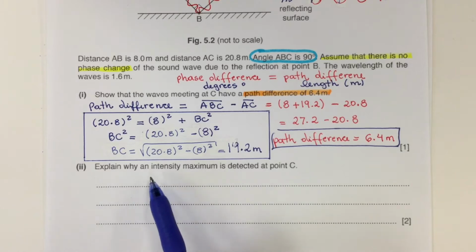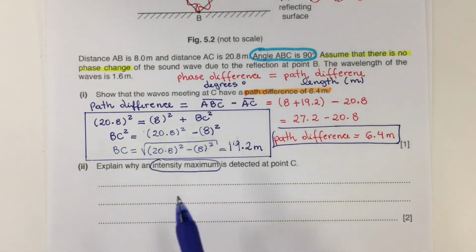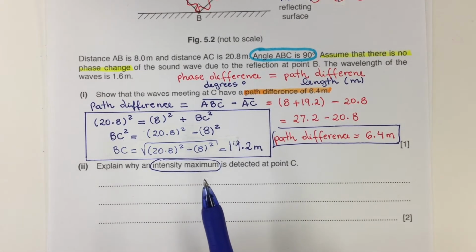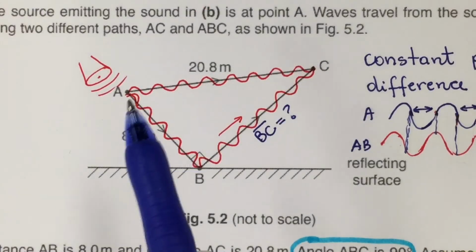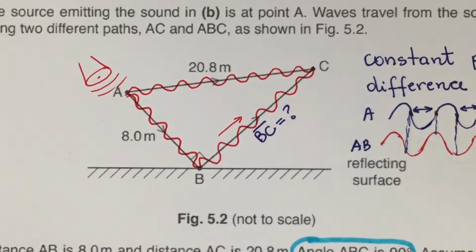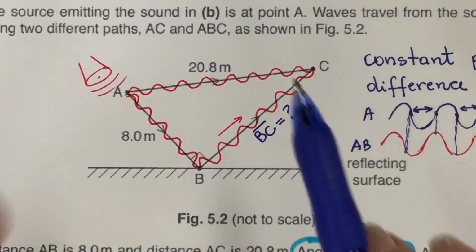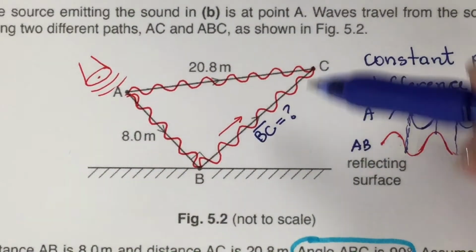CII, explain why an intensity maximum is detected at point C. Intensity maximum for sound is a louder sound. This will happen only if at C we have a constructive interference between both waves. The wave with path AC arrives first. The wave with path A, B, C arrives behind, later. But anyhow, they meet here at point C.